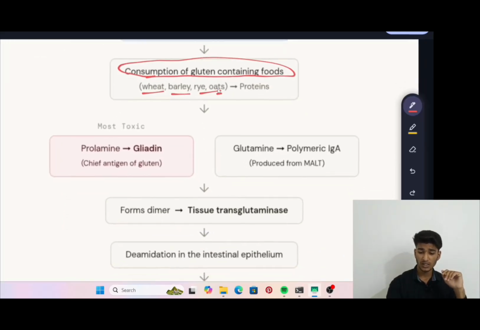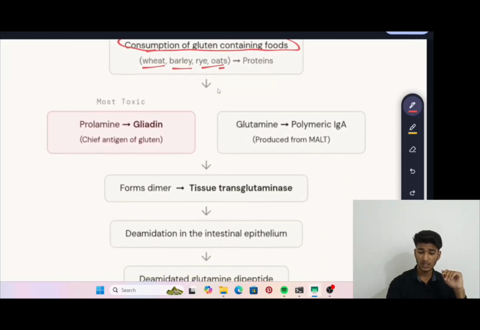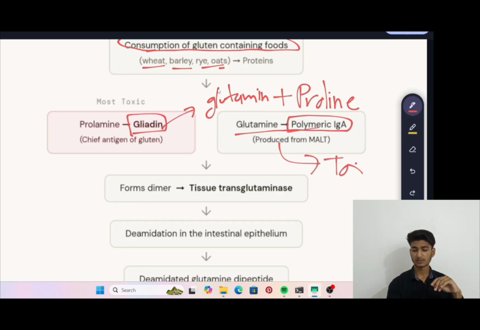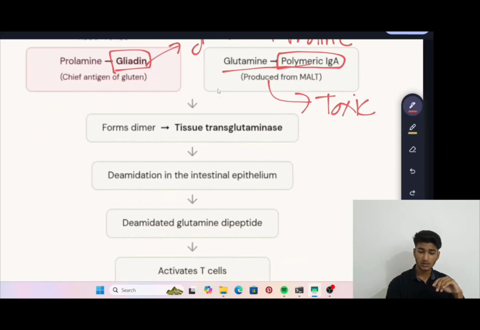So this gluten is then converted into gliadin when it goes inside our small intestine. It is converted into gliadin, and this gliadin consists of glutamine and proline. So glutamine will go and activate the polymeric IgA antibody. So here it is acting as a toxin.